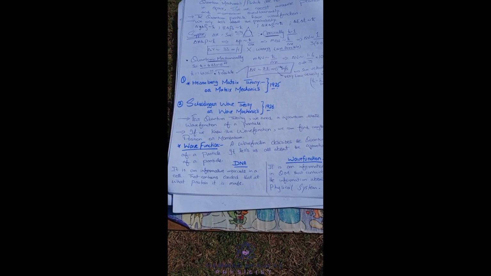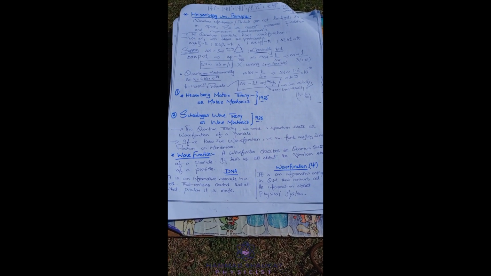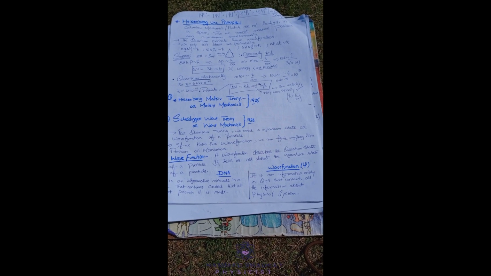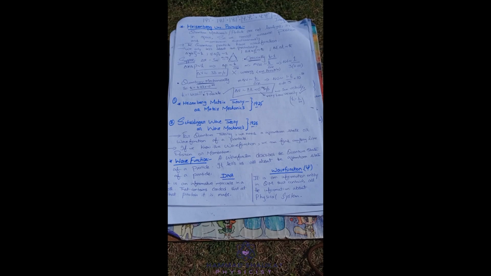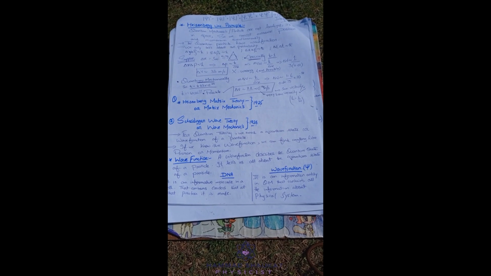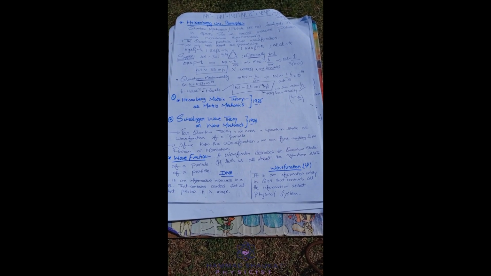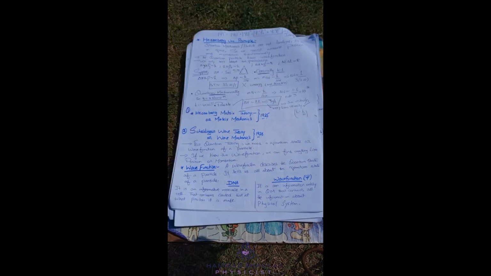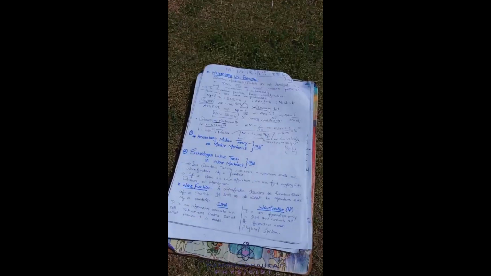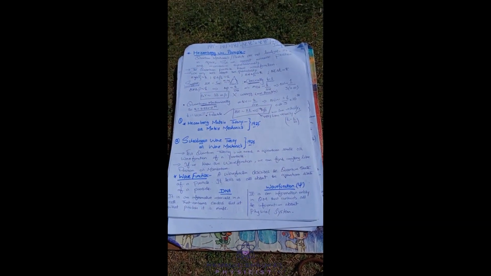So what is basically a wave function? We are saying that every particle must be associated with a wave, meaning a wave function. A wave function describes the quantum state of a particle. It tells us about the quantum state of a particle. It tells only about the quantum state of a particle, not about the classical.